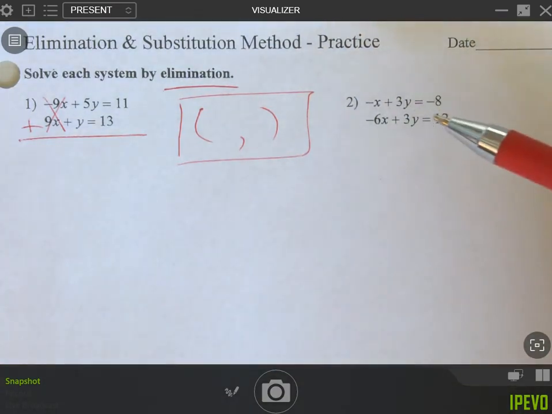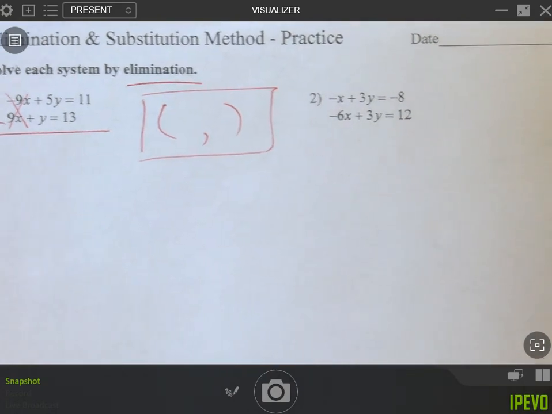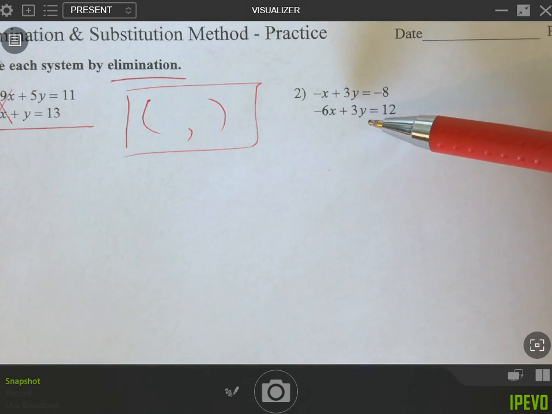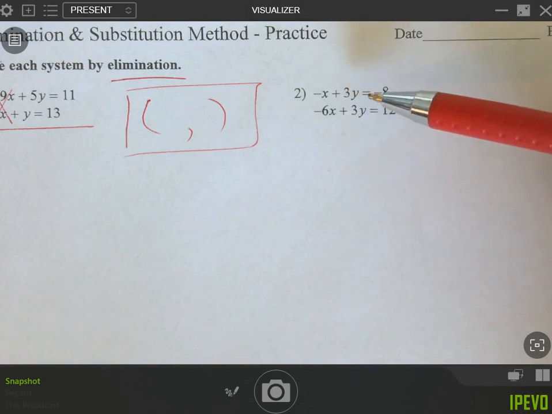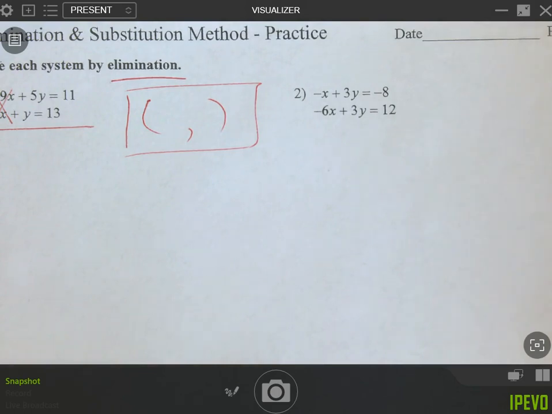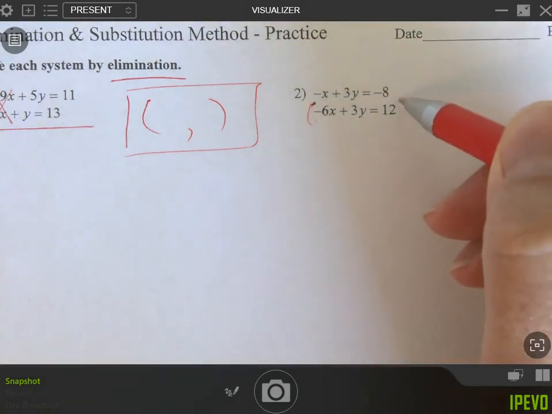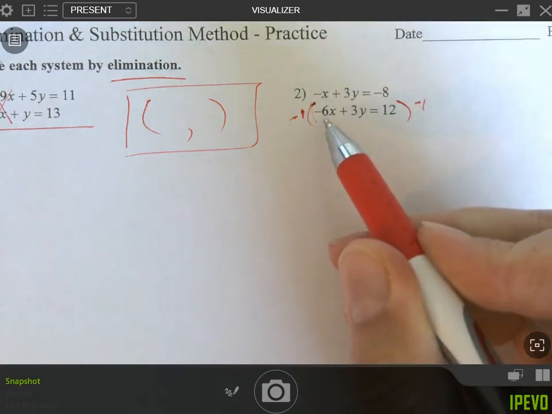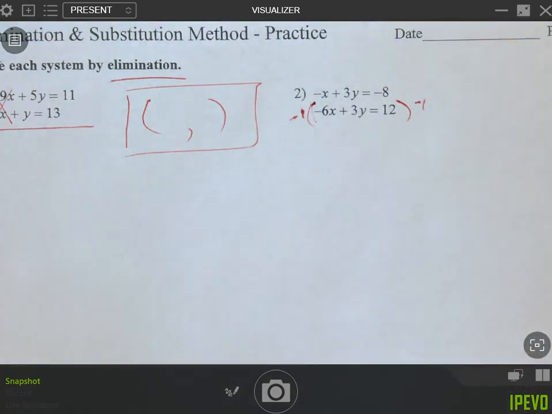Now, when you look at 2, will anything cancel out? No. But do you notice we both have a 3y and a 3y? So what would cancel out with 3y? I need one of them to be negative. Does it matter which one? Okay, so maybe we do the second one. When you multiply by negative, remember you're going to multiply everything. So both of these and that last piece.